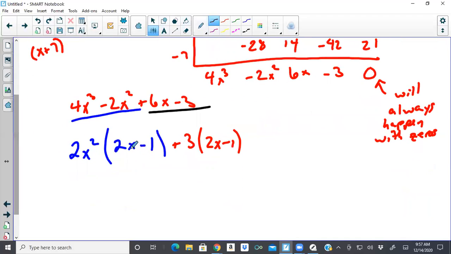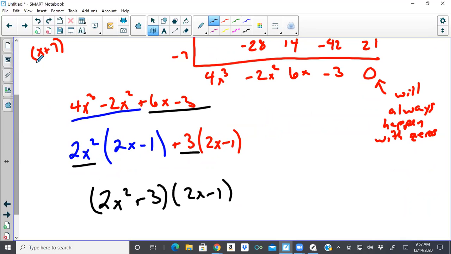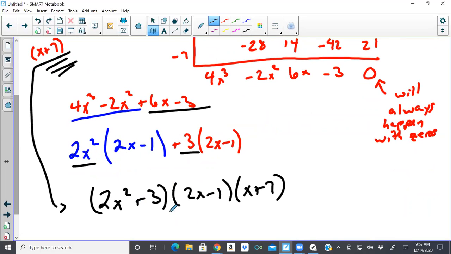I'm going to combine these two, and I'm going to leave my parentheses together. So 2x squared plus 3, and then 2x minus 1. And then the thing that I can't forget is this one was in my original problem. So now I have to bring this down into this problem down here. So I'm going to have my x plus 7. I just have to check to see if there's any difference of squares, difference of cubes, or sum of cubes in here, which this is not a perfect square. Neither is this. This is not a perfect cube. Neither is this. So I can't do anything. This is my completely factored form.